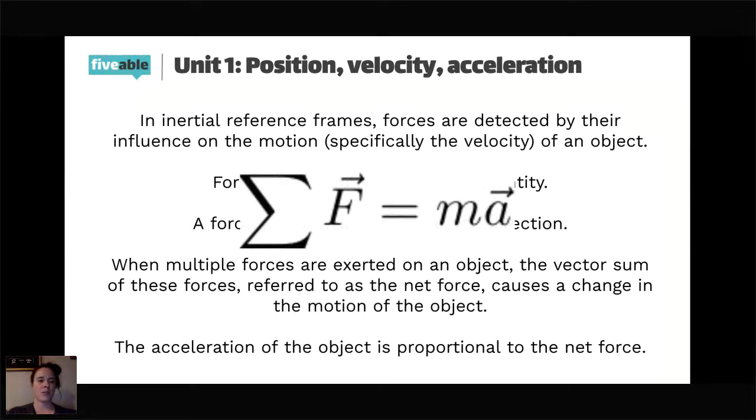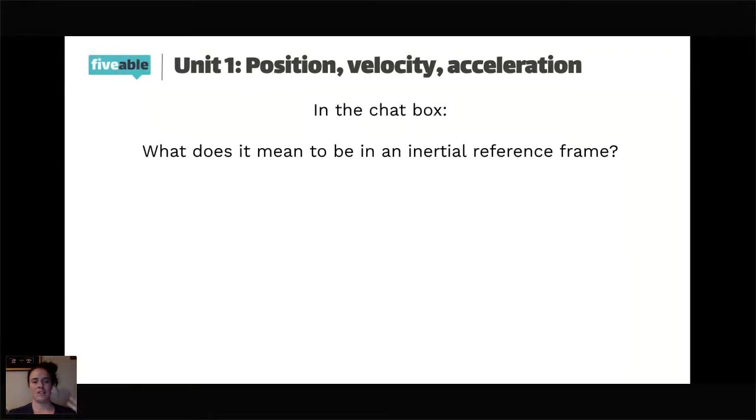Now, the important thing to remember with Newton's second law, which is our F equals ma, is that it's in an inertial reference frame. So, in the chat box, what does that mean? Like, what does it mean to be in an inertial reference frame? Feel free to type a little something. We'll give you a minute.